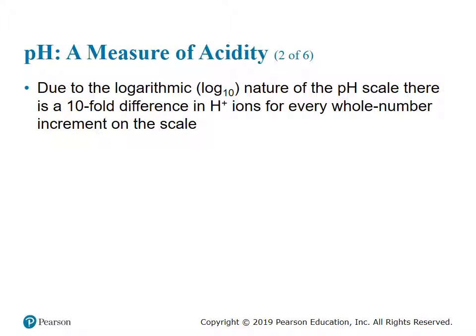Okay, here's logarithmic, log 10, base scale, right? There's a 10-fold difference in hydrogen ions for every whole number that we increase, right? From 1 to 2, from 2 to 3, 3 to 4, et cetera, et cetera. We're multiplying whatever the molecule amount is by 10 every single time, okay? So it's the easy way to do this, right?